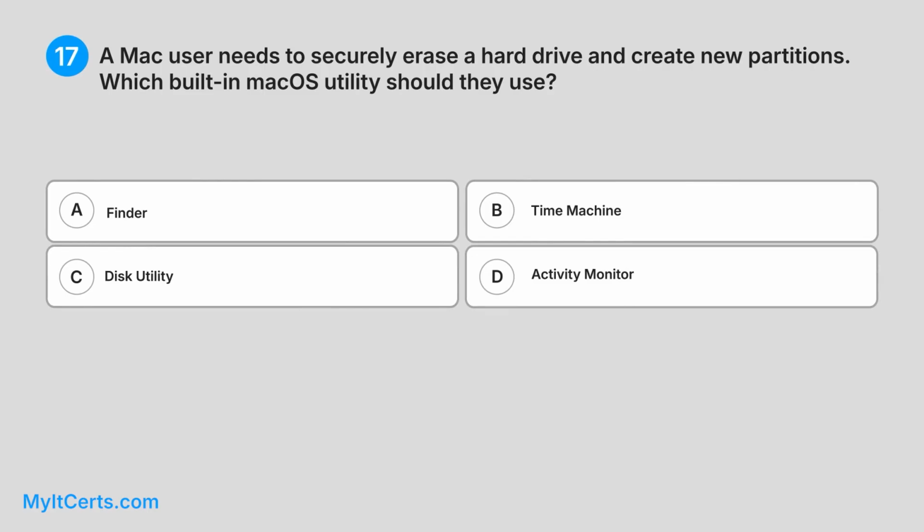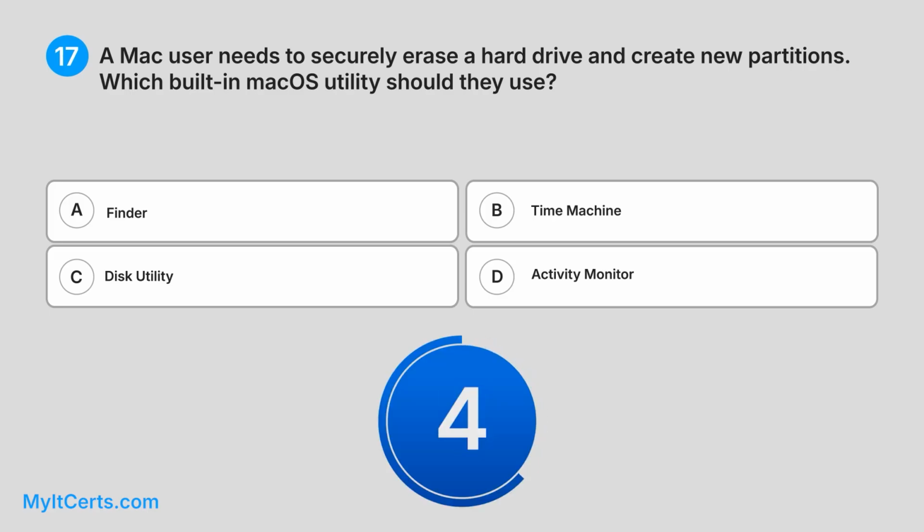17. A Mac user needs to securely erase a hard drive and create new partitions. Which built-in macOS utility should they use? A. Finder. B. Time Machine. C. Disk Utility. D. Activity Monitor. Can you guess the answer?